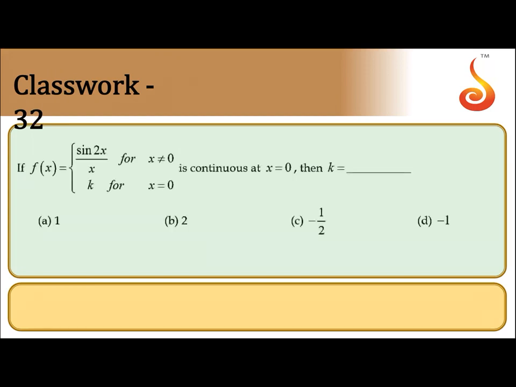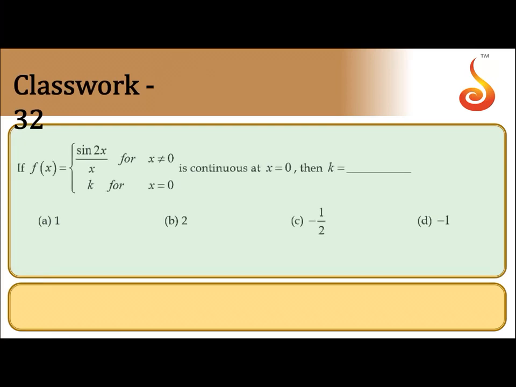Coming to the next one. Limit of sin 2x by x as x extends to 0 is equal to k. The function is continuous means the limit of the function equals the value of the function at x equals 0. Continuous at x equals 0 means f of 0, that is equal to k, and that is nothing but the limit as x extends to 0 of sin 2x by x. As I told you, sin 2x by x can be replaced by 2x by x, x cancels, and we get 2. So the answer is equal to 2.